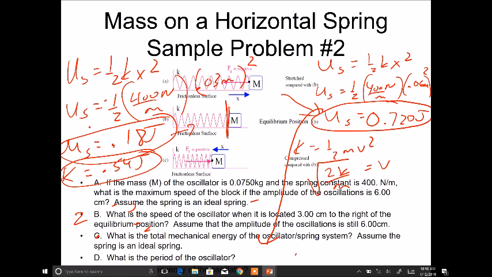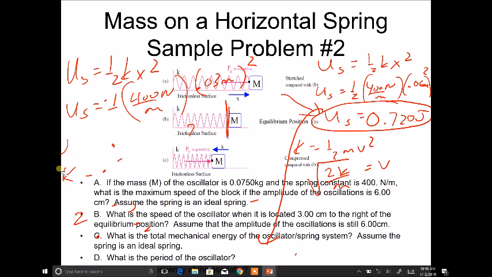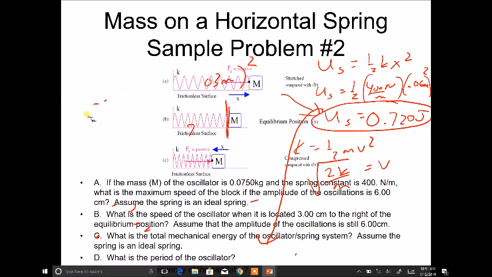Finally, we want to find the period of the oscillator. Now remember, when we're talking about a mass on a spring, to find the period, we're going to use an equation which is provided for you on your AP Physics 1 formula sheet, and it looks something like this. Period equals 2 pi times the square root of m over k.